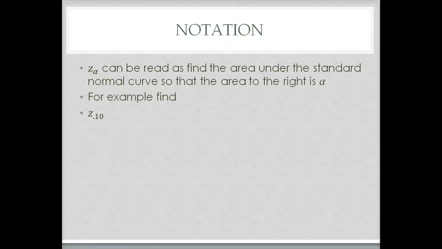Now let's look at some funny notation. We have this notation, z, we call it z sub alpha. Z with the little alpha symbol can be read as: find the z-score under the standard normal curve so that the area to the right is whatever value they have filled in. For example, find z 0.10. Now you have to keep in mind that this particular notation, z with the subscript, means to the right. The table only gives to the left. So I do have to subtract to figure out what I'm looking for on the table.